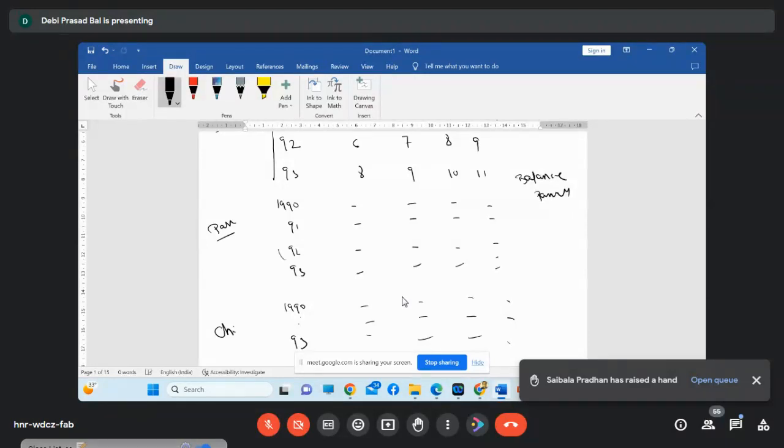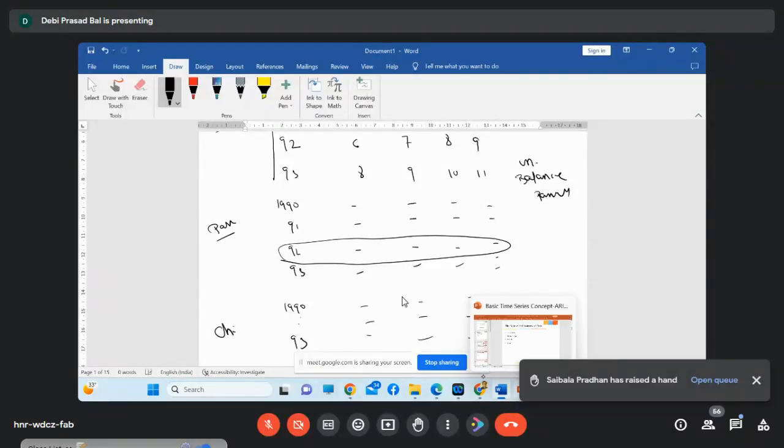For example, let's say Pakistan's 92 data is missing. That doesn't mean that we'll stop the study. Let it be there. So it will be called unbalanced. Is that clear now? Yes, sir. And if it is missing, then it is called unbalanced. Balanced means all data available; unbalanced means not balanced.